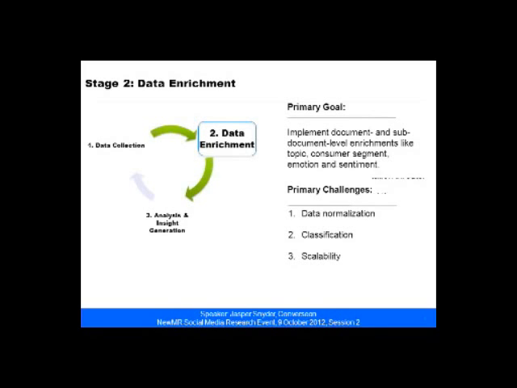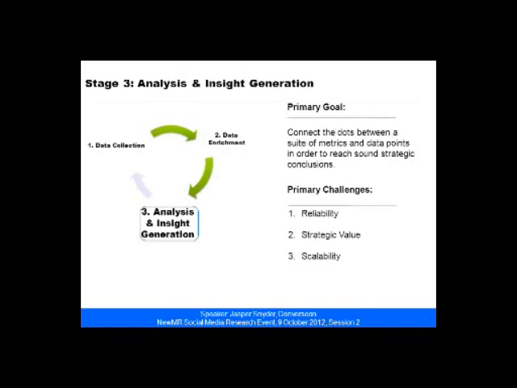So the first thing you need to do is to normalize all the data, and we'll go through in a second what the challenges are in terms of normalization. And secondly, you might want to start classifying and enriching that data. And this stage, the data enrichment stage, is particularly well suited for machine learning approaches. And the third piece here is the analysis and insight generation. This is the piece that everyone on the phone here is going to be very familiar with. It's basically connecting the dots between a whole lot of data in order to reach sound strategic conclusions. So we need the data to be reliable, and the strategic value needs to be based on reliability here.